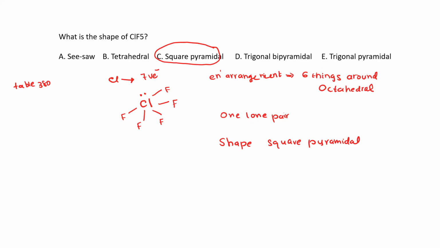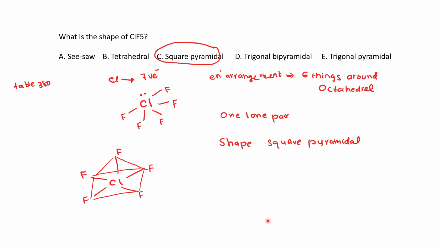What is the shape of this molecule? So when you see this, you identify Cl as your central atom and it is bonded to 5 fluorine atoms. When you look at chlorine, it's in group 7A. That means it has 7 valence electrons. When you have 1, 2, 3, 4, 5, 6 things around a central atom, it has an octahedral electron arrangement and it has 1 lone pair, and your shape is going to be square pyramidal.